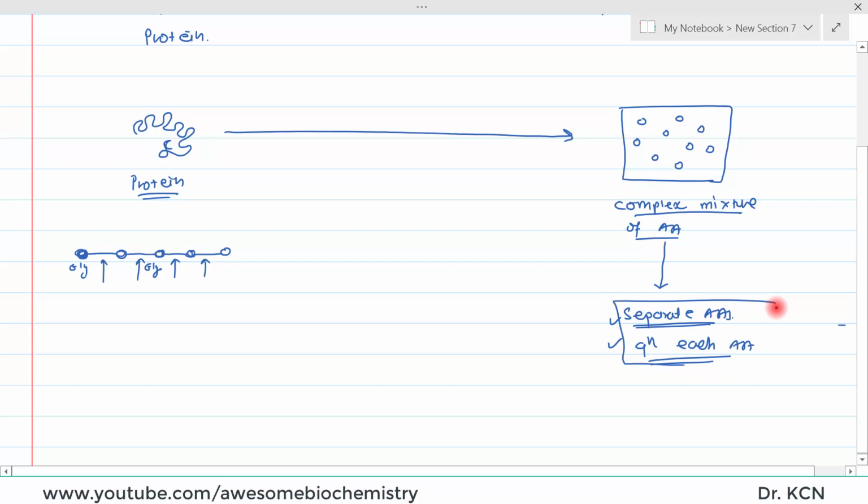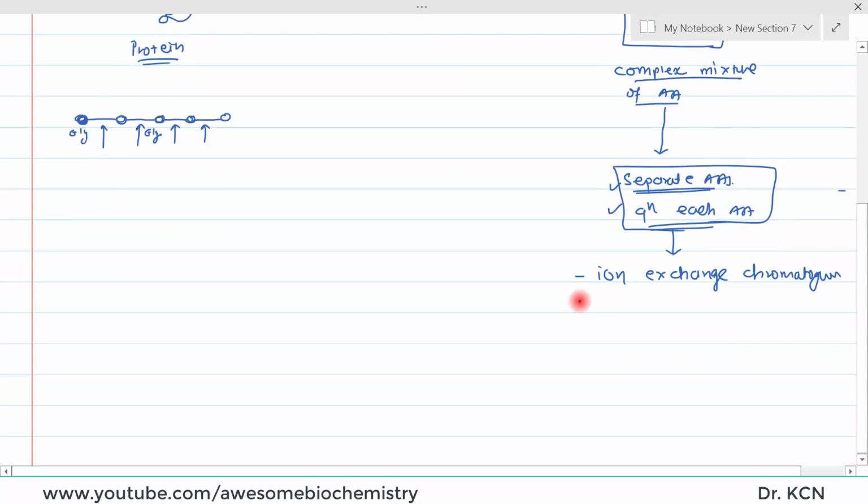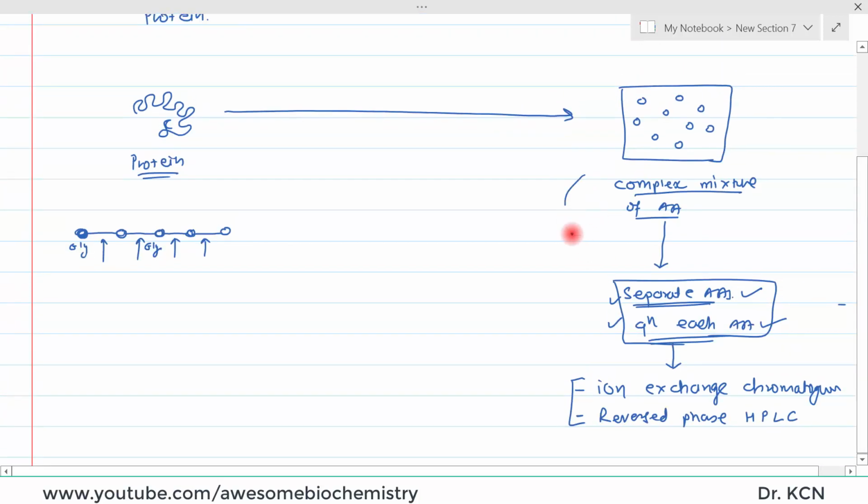Both of these tasks can be easily carried out by chromatography, particularly ion exchange chromatography. Another type of chromatography is also available and highly efficient, that is reversed phase high pressure liquid chromatography, or reversed phase HPLC. By these two chromatographic methods, we can estimate the amino acids qualitatively as well as quantitatively. So this step is easy.